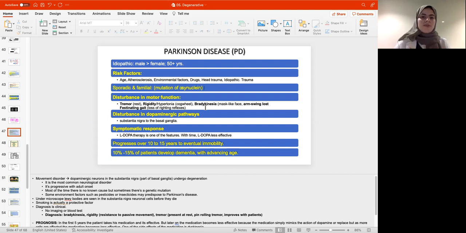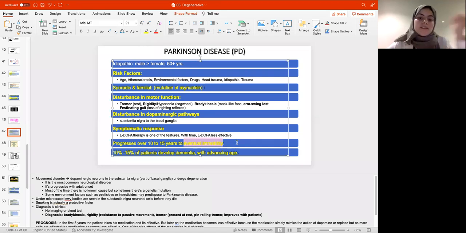Bradykinesia, yeah, we said they're slow because of the impaired movement and everything. And what's the underlying cause? We mentioned this before. It's a problem in the Substantia Nigra. So dopaminergic neuron cells degenerate, and then they have loss of dopamine. And here they usually end with immobility. So they usually reach a stage where they can't move at all.